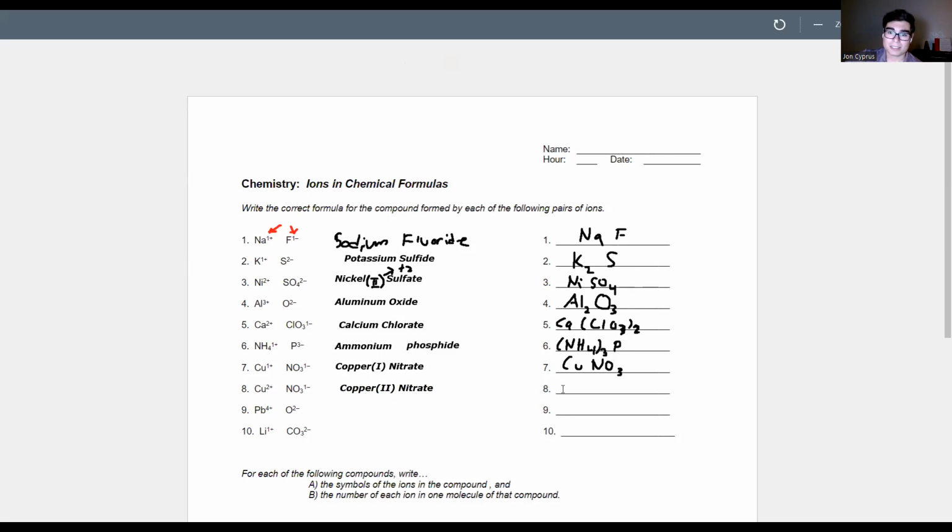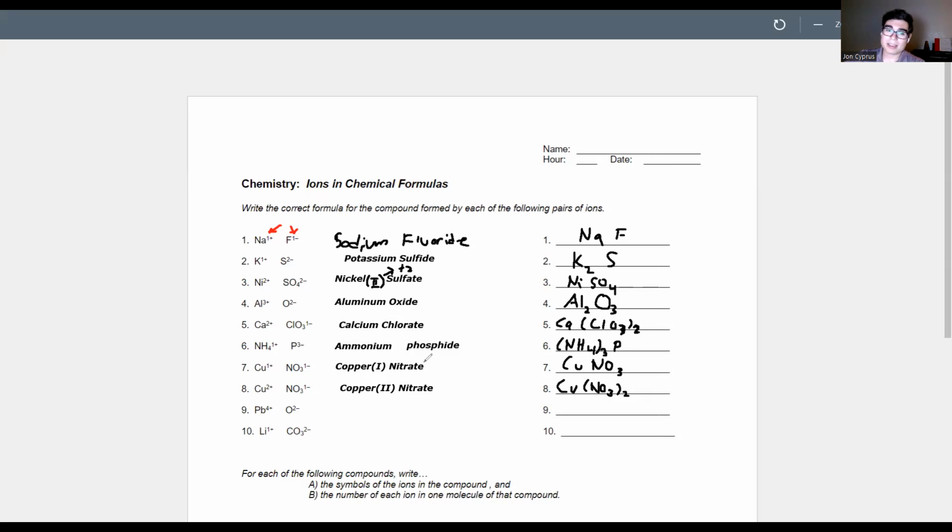Number 8 is going to be Cu, and then NO3, parentheses 2, because it has to equal out. It's a -1 charge, and we have +2 charge on the copper. We need these to again equal out.